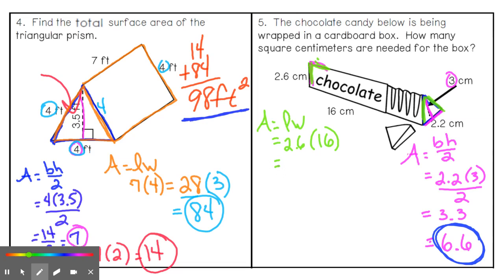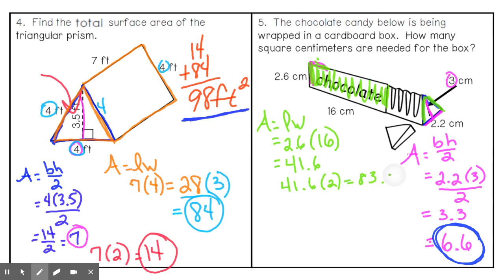So one rectangle is 41.6. So that's one side going across this way. We actually have 2 sides like that that are the same. So we then need to multiply that by 2 to find what that total is. Okay, and it is 83.2. Then we can't forget about the bottom rectangle.